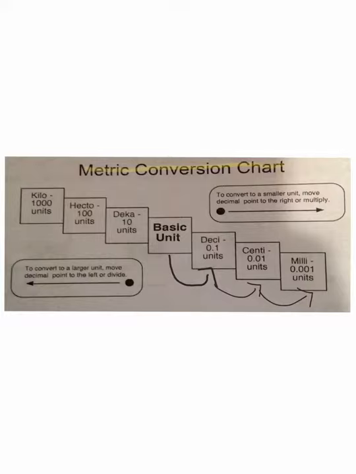Now, if we're going upward, we're going to go to deca and hecto and kilo. We typically go just to kilo. We kind of leave deca and hecto out of it, but we go from the basic unit, again a gram, and then we go up to deca by multiplying by 10. So 1 gram now equals 10 grams. Then hecto would be 100 grams, and kilo would be 1,000 grams.